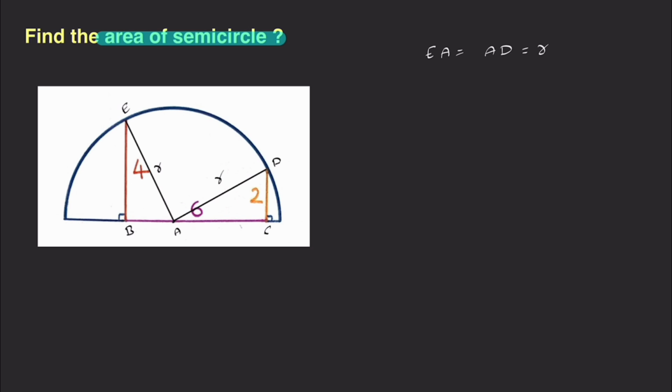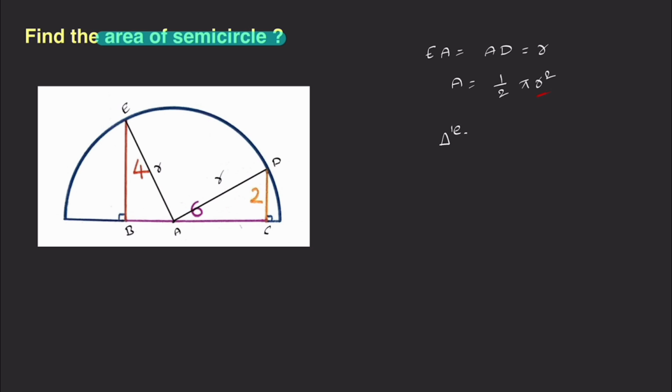Now what is our main objective in the question? We have to find the area of the semicircle. We know the area formula for the semicircle is half times pi times r square. Here r is the radius of the semicircle. So to find the area of this semicircle, initially we have to find the radius first. Let's find the radius now.